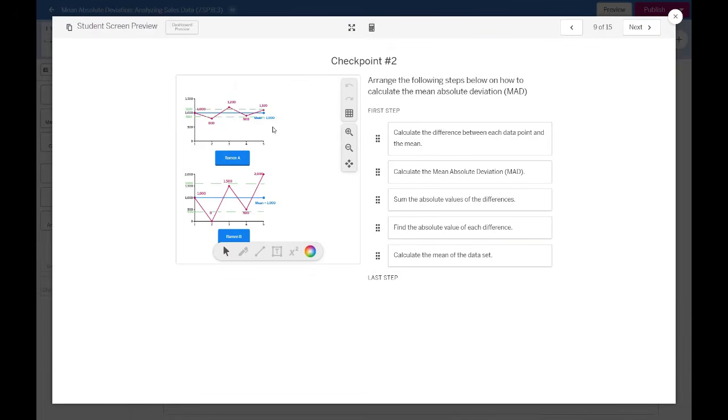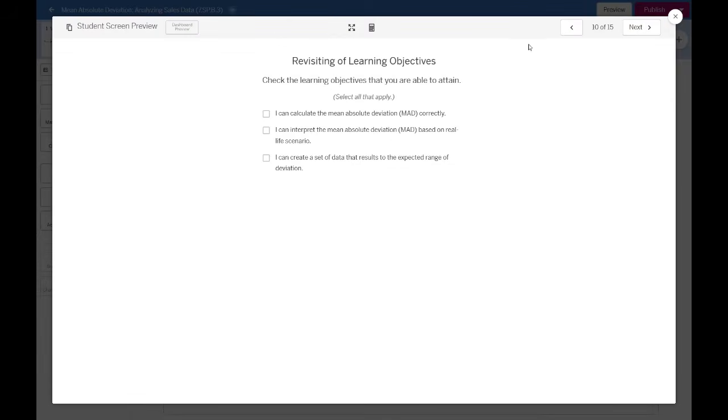We get the sales and calculate the mean, so we're going to put it first. Then what do you think will be the second, third, fourth, and fifth step? I'm going to leave that up to you. Then we have the revisiting of learning objectives. Kindly check all that apply if you are able to reach until the create part.